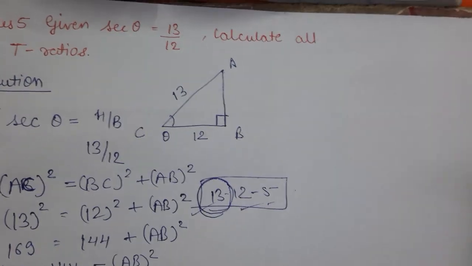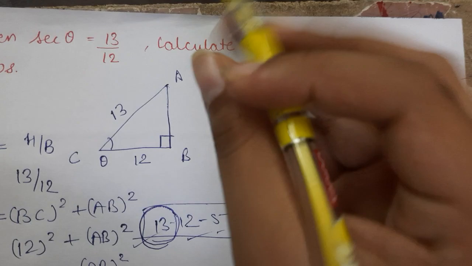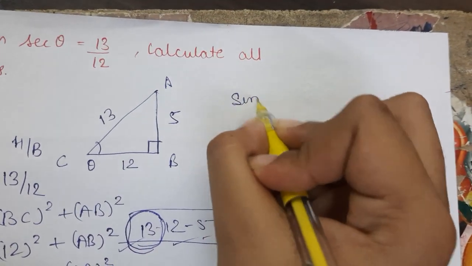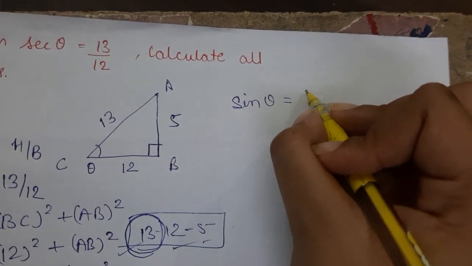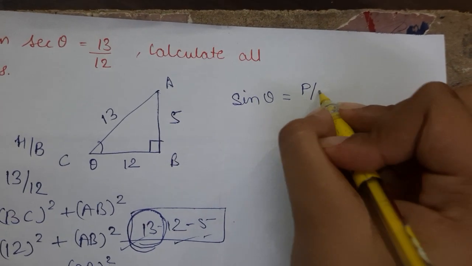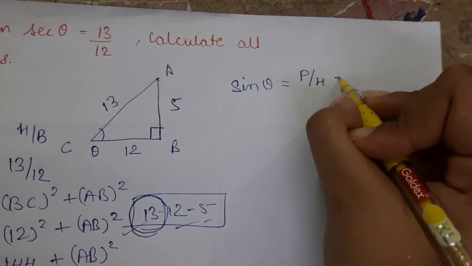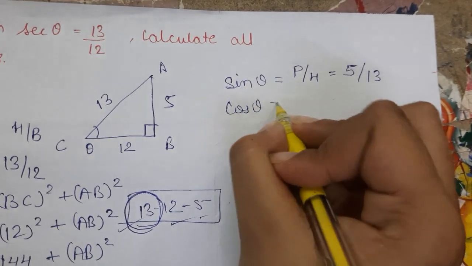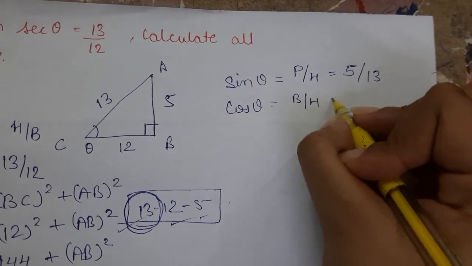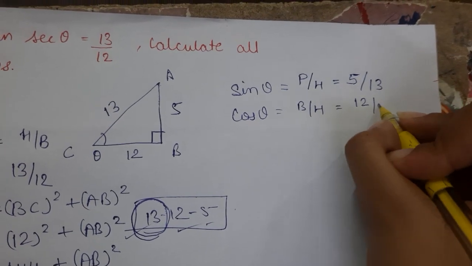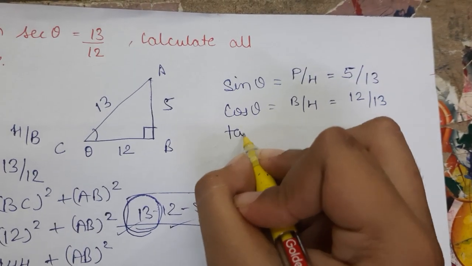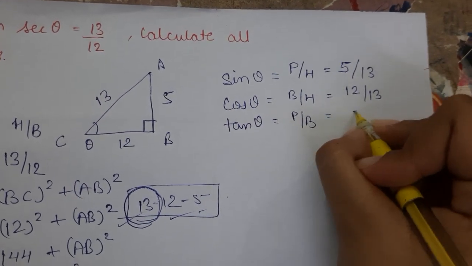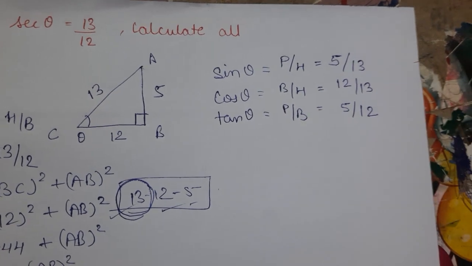Okay, now we need to calculate the rest of the T ratios in this question. So simply we'll put the values. Here we get AB as 5 units. For sine theta, we know that it is always perpendicular upon hypotenuse. The value of perpendicular is 5, hypotenuse 13. For cos theta, it is base upon hypotenuse. The base is 12 and the hypotenuse is 13. For tan theta, it is always perpendicular upon base. So perpendicular is 5, base is 12.